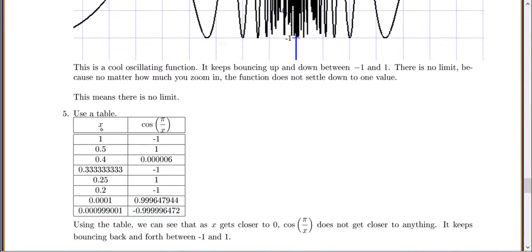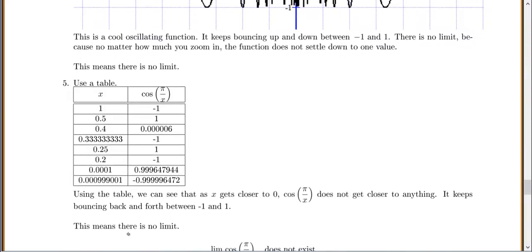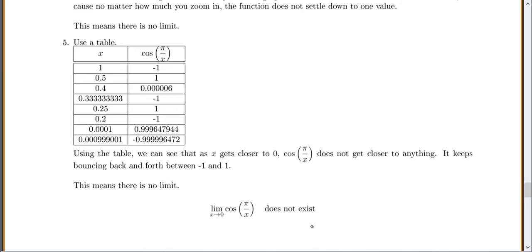I could try and use a table. So I picked some x values, which probably seem arbitrary, but they're really not. It's just my understanding of trigonometry. And I can pick x from 1 down to numbers really, really close to 0. And notice my cosine values are positive 1, negative 1, positive 1, something close to 0, negative 1, positive 1, negative 1, really close to 1, really close to negative 1. So as x gets closer to 0, the cosine of pi over x doesn't get close to anything. It just keeps bouncing back and forth between negative 1 and 1. So again, this means there is no limit, and you say your limit does not exist.